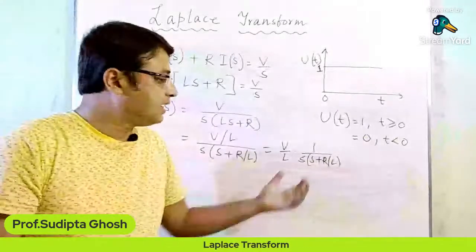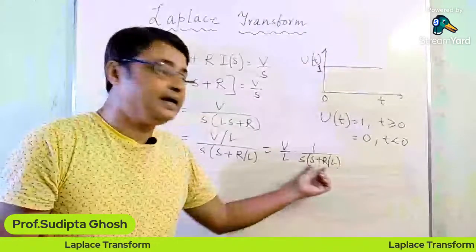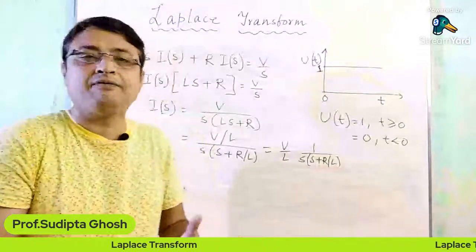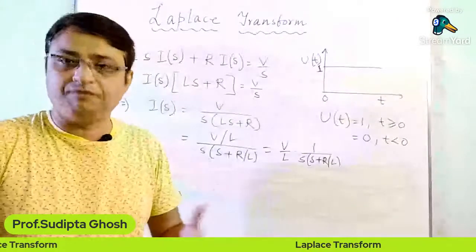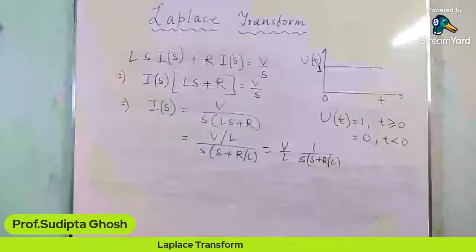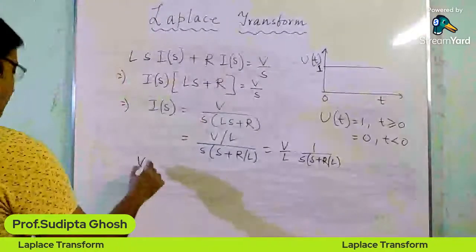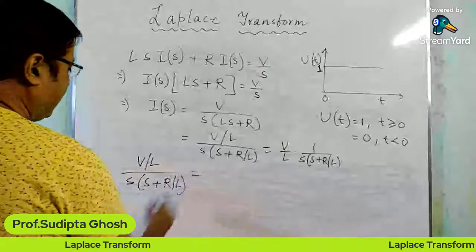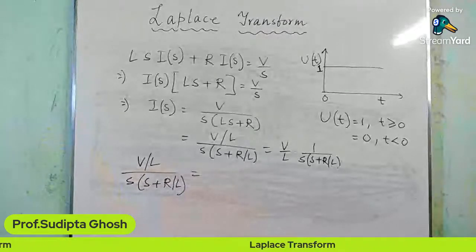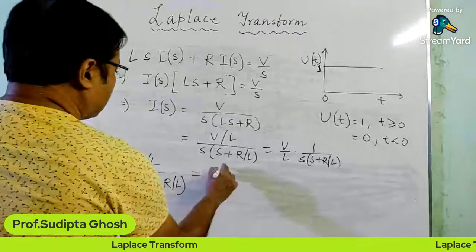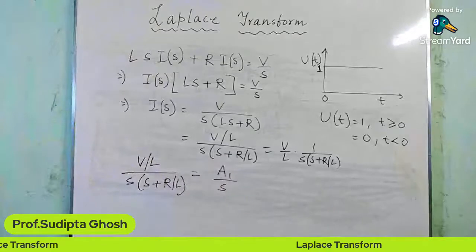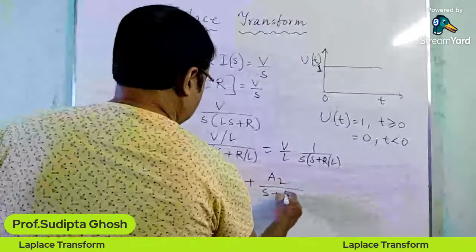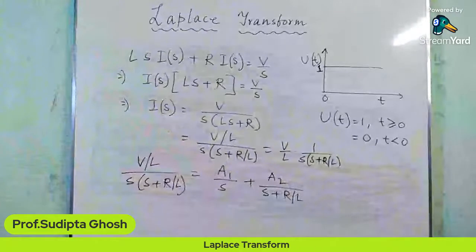Here there are two parts in product form. So we have to split this and write this expression as a partial fraction, V by L into S plus R by L. This is the way of writing any fraction in its partial fraction form. You all know this: we can write it as a constant A1 by S plus another constant A2 divided by S plus R by L. So this is the way of writing it.